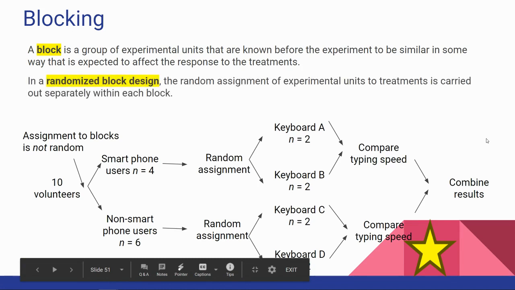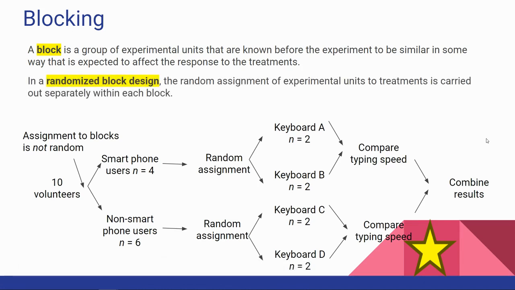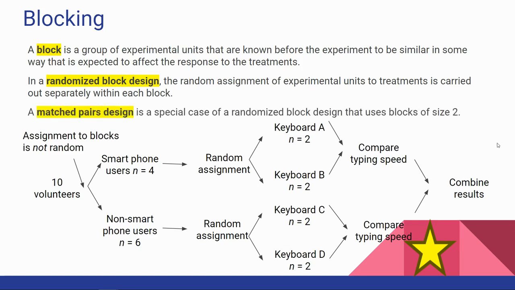In a randomized block design, the random assignment of experimental units to treatments is carried out separately within each block. And a matched pairs design is a special case of a randomized block design that uses blocks of size 2.